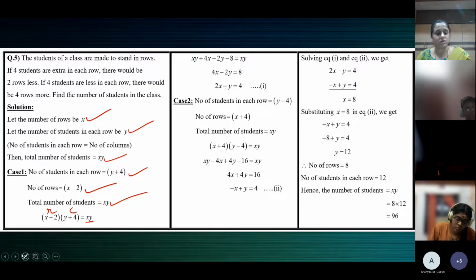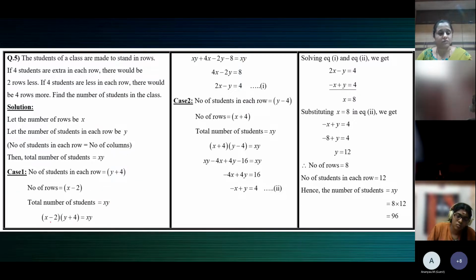So how do you open the bracket? You know that, right? X into y plus 4, minus 2 into y plus 4. You know how to multiply. X into the second bracket y plus 4, minus 2 into the second bracket y plus 4. So that will give you x into y, xy, x into 4, 4x, then minus 2 into y, minus 2y. This one is minus 8.